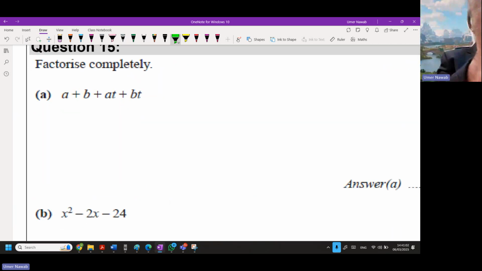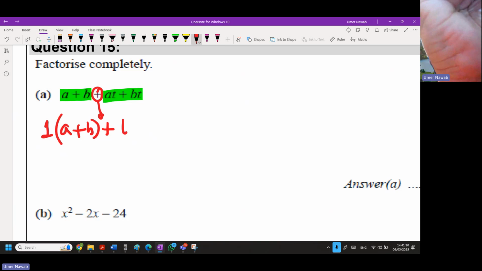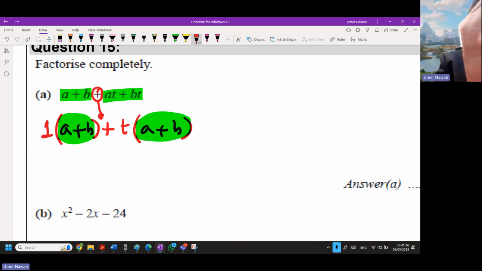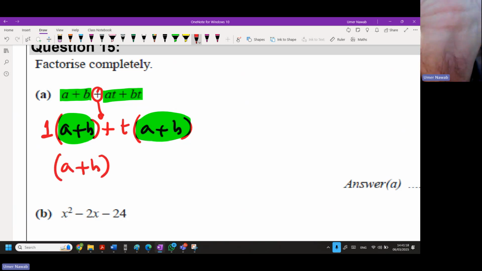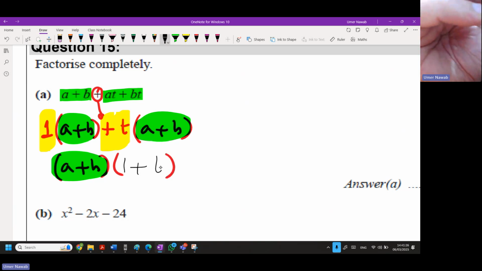Now let me apply the grouping here. Grouping is like, if nothing is common, you write one outside, a plus b, and there is a plus sign here. And now t is common, so a plus b is left here. We know it is a must that we get the same bracket, so I will write this bracket a plus b outside. Now what is left inside the second bracket? That is 1 plus t. I'm going to copy 1 plus t over here.